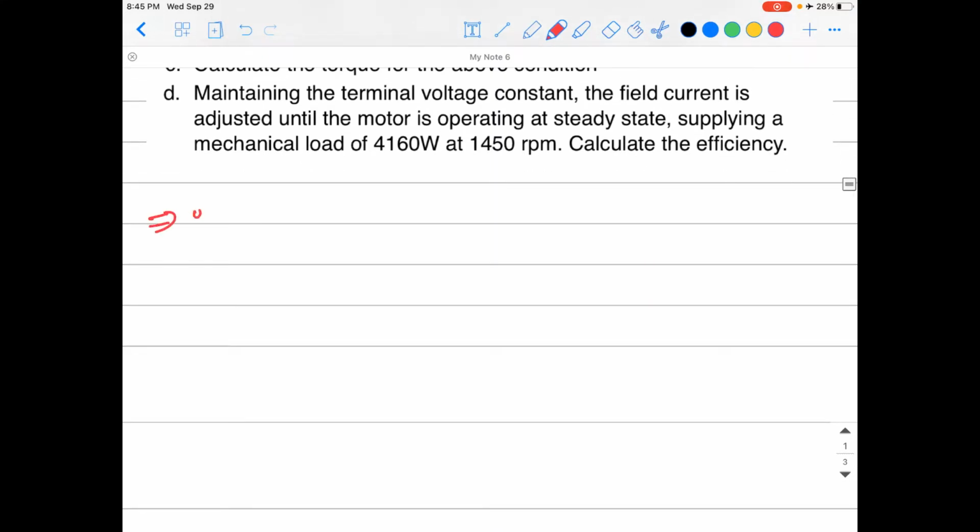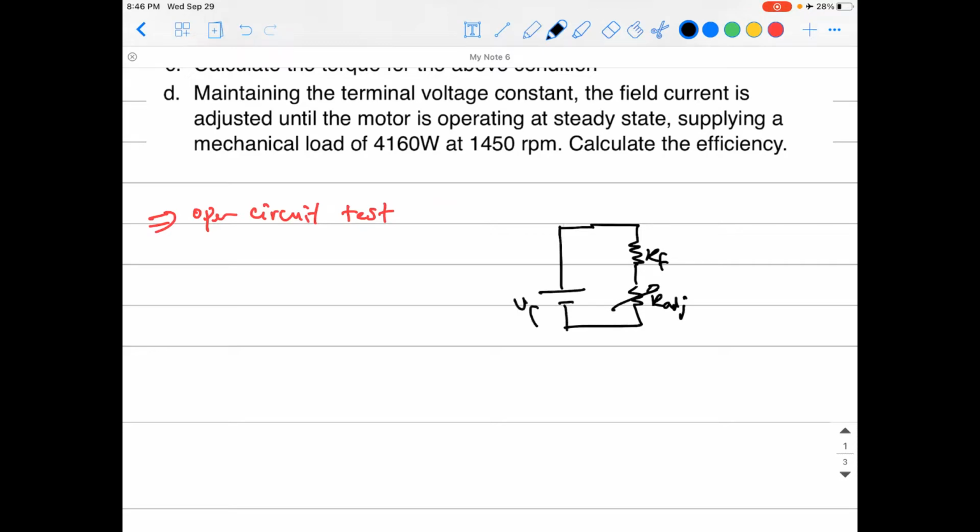So he's performing, or just giving you, an open circuit test. Okay, and the open circuit test is done just like I said: you have RF here, and some sort of adjustable resistance to control this. VF is constant, giving you the effective value. So by changing our adjustable resistance, you are basically changing the value of IF. Okay, and here is your armature circuit. Okay, that is the induced voltage EA.